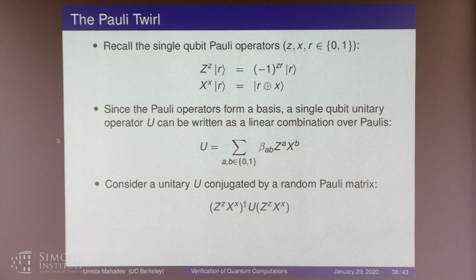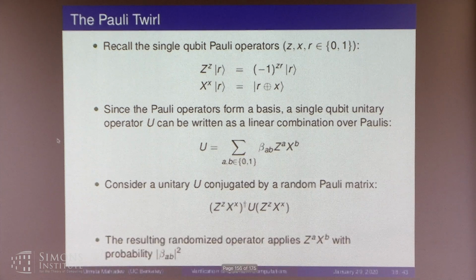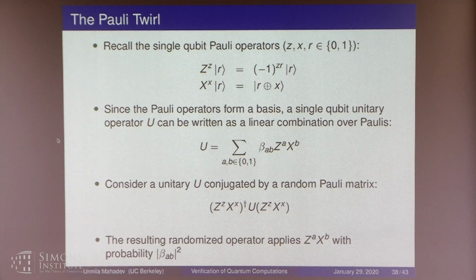The randomized operator is very different, and it's much weaker than the original unitary U. What the randomized operator does is it applies each Pauli operator with a probability corresponding to the coefficient in this linear combination. So it breaks down a general unitary into just a probability distribution over Pauli operators, which is much weaker than a general unitary.